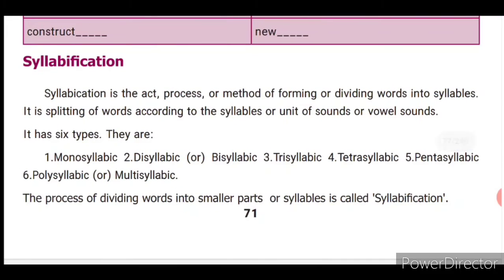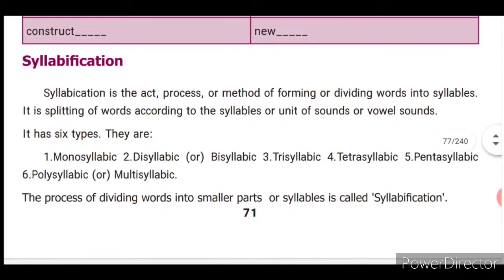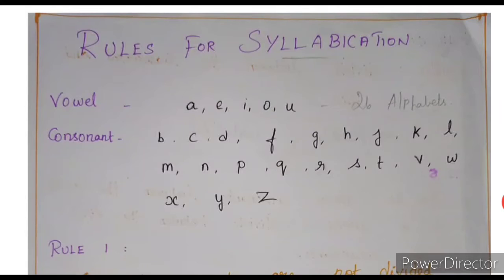Yes, so now let us see what are the rules of syllabification. Syllabification is nothing but the act of syllabifying. Syllabifying is a synonym of syllabification.